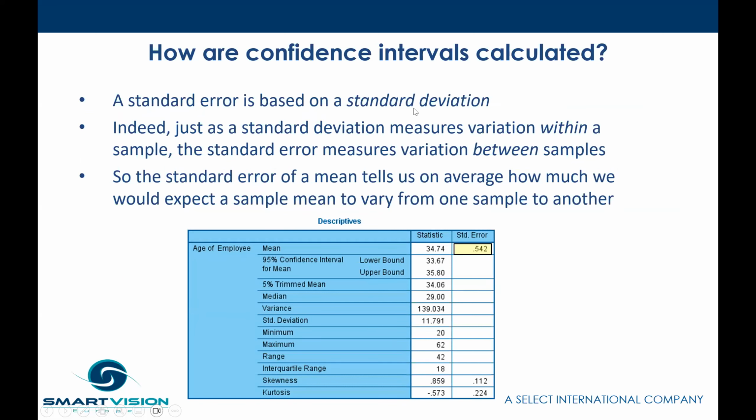A standard error is based on a standard deviation. Standard deviation, of course, measures variation. It's the average variation within a sample. You've probably come across that before. But standard error attempts to measure the variation between samples. It tries to say, how much do you think that mean would vary from one sample to the next. You can see it here, a very humble little statistic, 0.542. It's saying that on average, I'd expect this mean value to vary from one sample to the next by about half, 0.542. So that's what the standard error of the mean tells us.